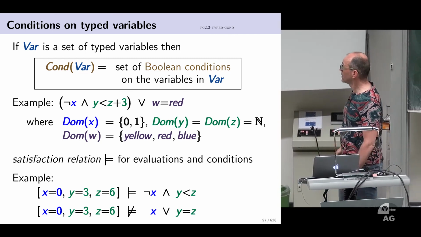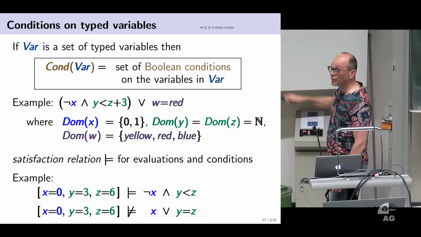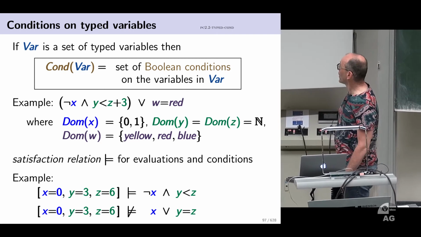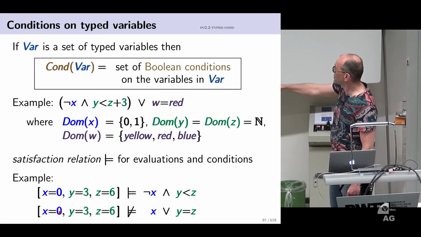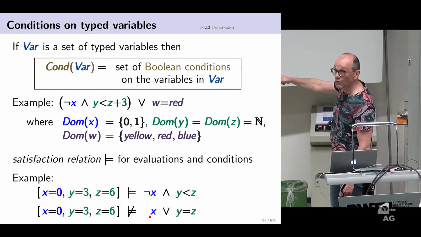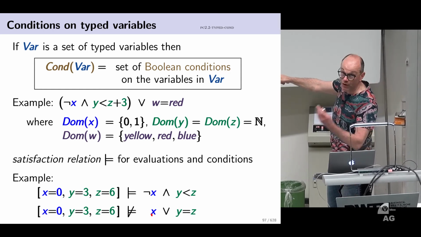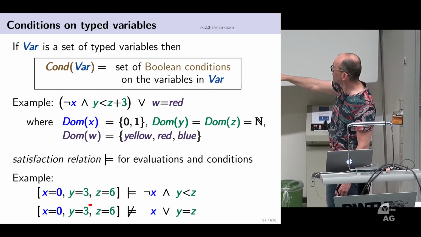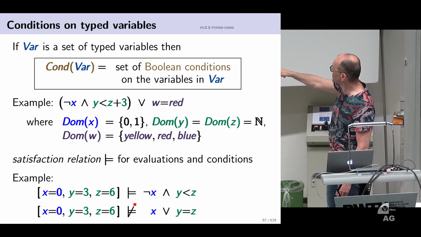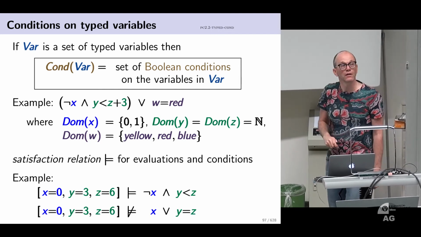Second example, same state, different formula. x or y equals z. This is not true. Why is it not true? Well, x is 0, so this disjunct is false. Now we maybe have luck and we have to check the second disjunct, y equals z, but 3 is not equal to 6, and therefore this state does not satisfy this formula.